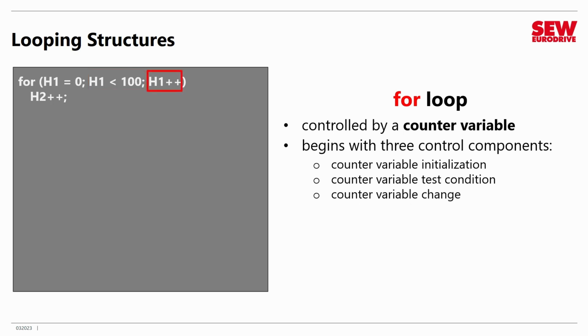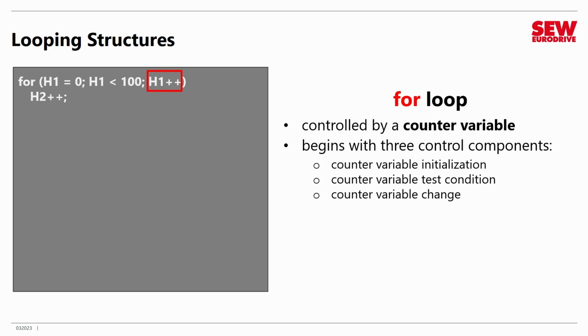And then the third control component is called the variable change. In this case, we're using the increment function, h1++, so it's going to increment the counter by 1. You can also use decrement, the double minus, so that makes the counter count either up or down.